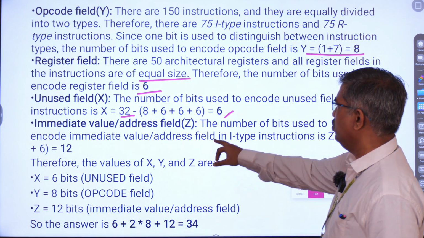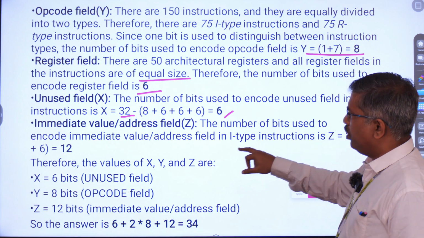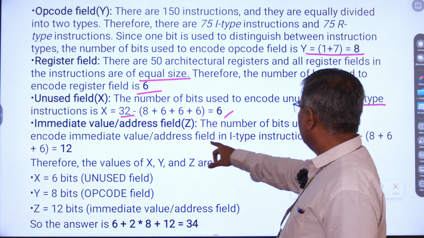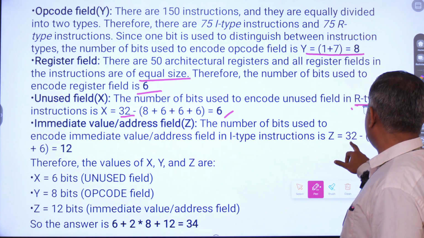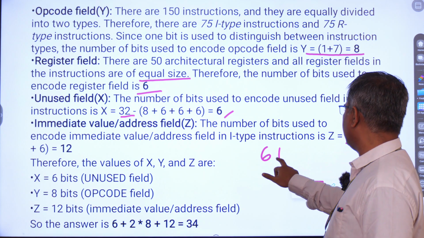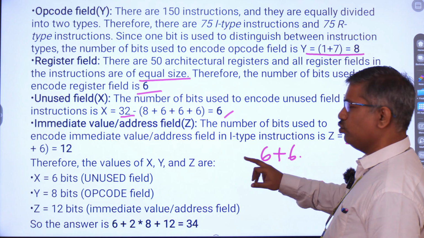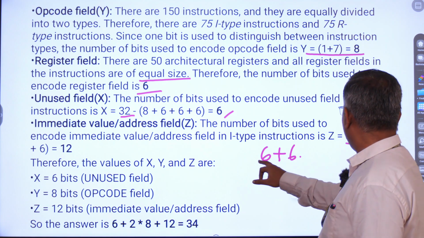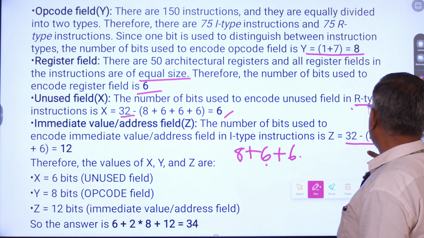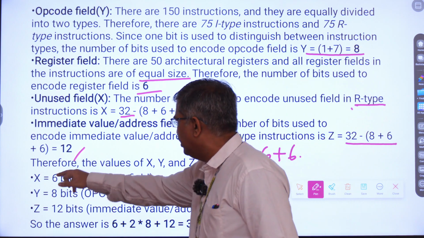Next, the immediate value or address field, that is the number of bits used to encode the immediate value or the address field in the I type instruction. That is 32 minus 8 plus 6 plus 6. The 6 plus 6 is for the registers, 2 registers, and then 8. So we have 8 plus 6, 14, 14 plus 6, 20. So 32 minus 20, that is 12.